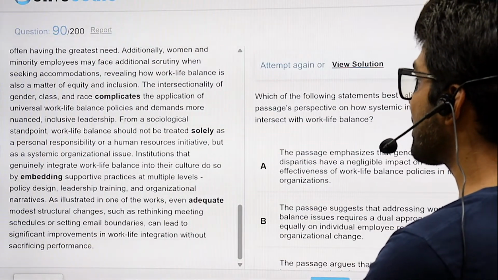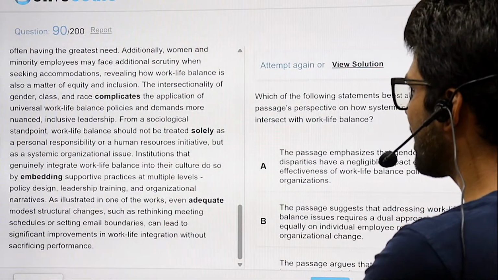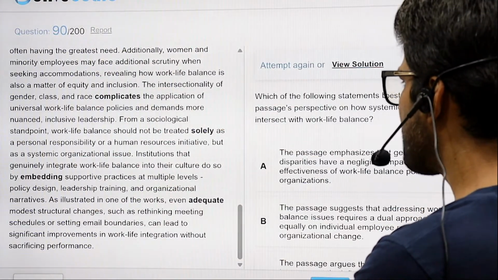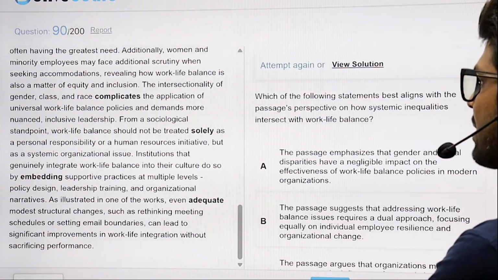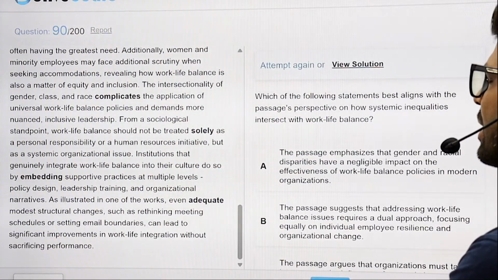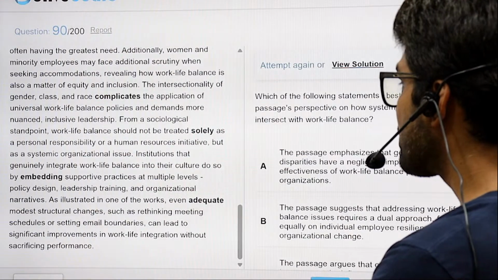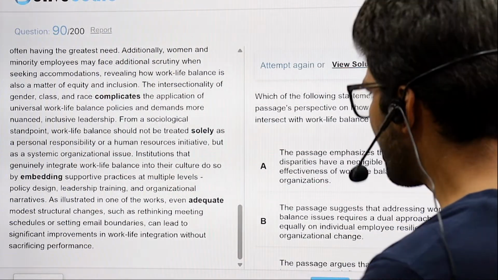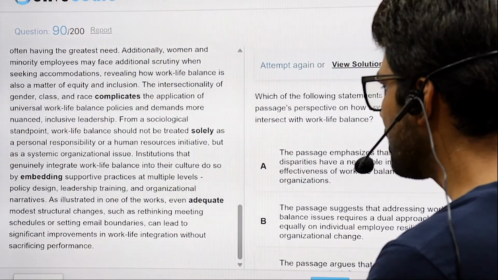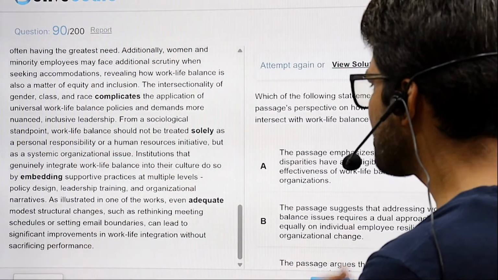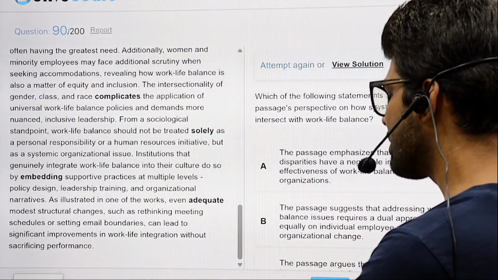The intersectionality of gender, class, and race complicates the application of universal work life balance policies and demands more nuanced, inclusive leadership. From a sociological standpoint, work life balance should not be treated only as a personal responsibility or a human resources initiative, but as a systematic organizational issue. Institutions that genuinely integrate work life balance into their culture do so by embedding supportive practices at multiple levels: policy design, leadership training, and organizational narratives.